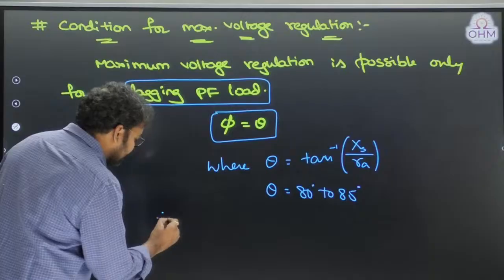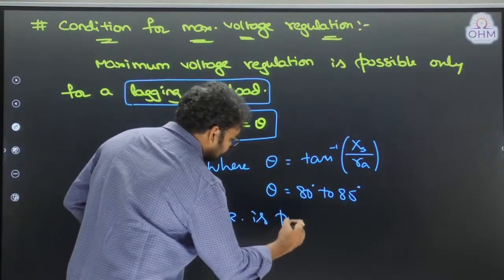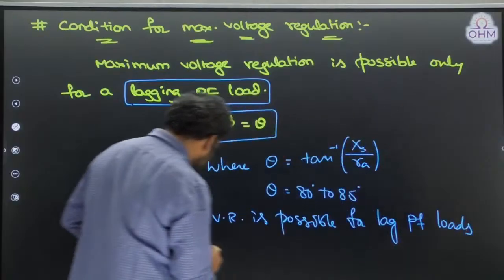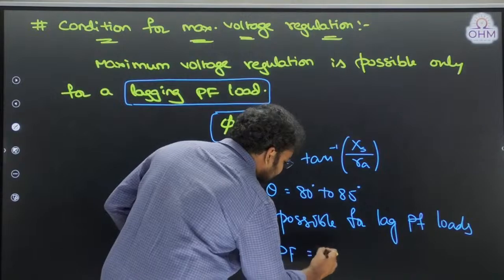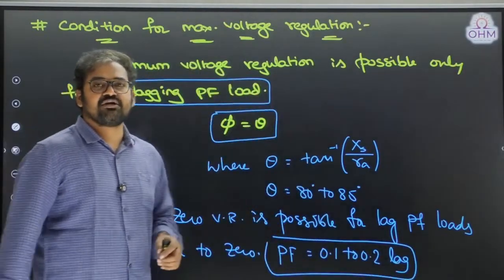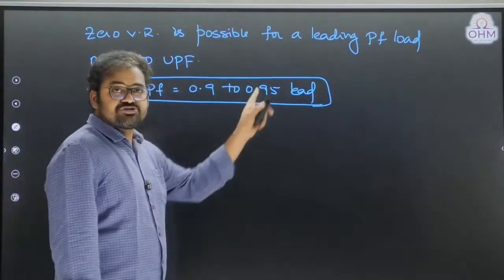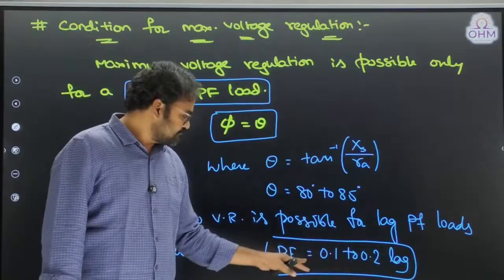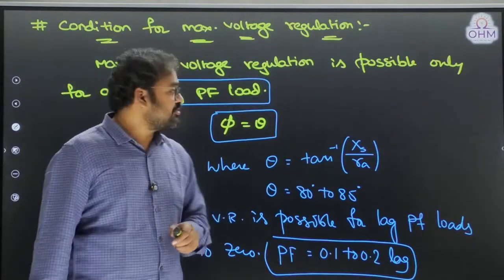Therefore, at what power factor range can we get maximum voltage regulation? I can write, yes, maximum voltage regulation is possible for lagging power factor loads near to zero. Understand? Generally, the power factor range will be 0.1 to 0.2 lagging. So this is the range of load power factor where you will find maximum voltage regulation. So zero voltage regulation is possible almost near to unity power factor on the leading side, and maximum voltage regulation is possible almost near to zero power factor on the lagging side. So this is the condition for zero voltage regulation and the condition for maximum voltage regulation.